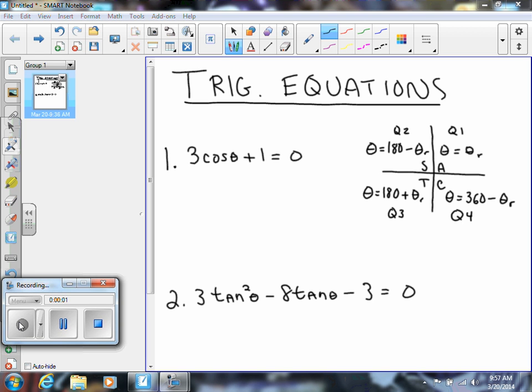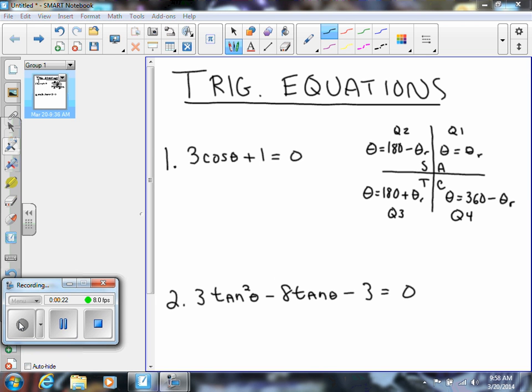Okay, today we're looking at the wonderful world of trig equations. What I've got here are two equations. One's a linear 3 cos theta plus 1 equals 0. The second one is a quadratic equation. On the side, I have my unit circle or information that I need in order to solve a trig equation.